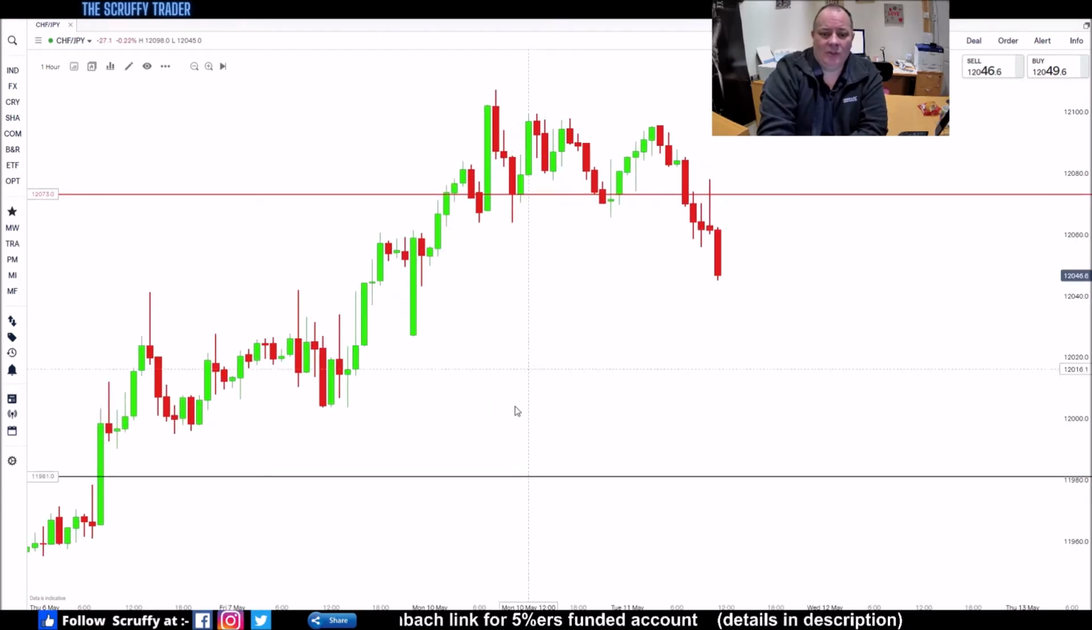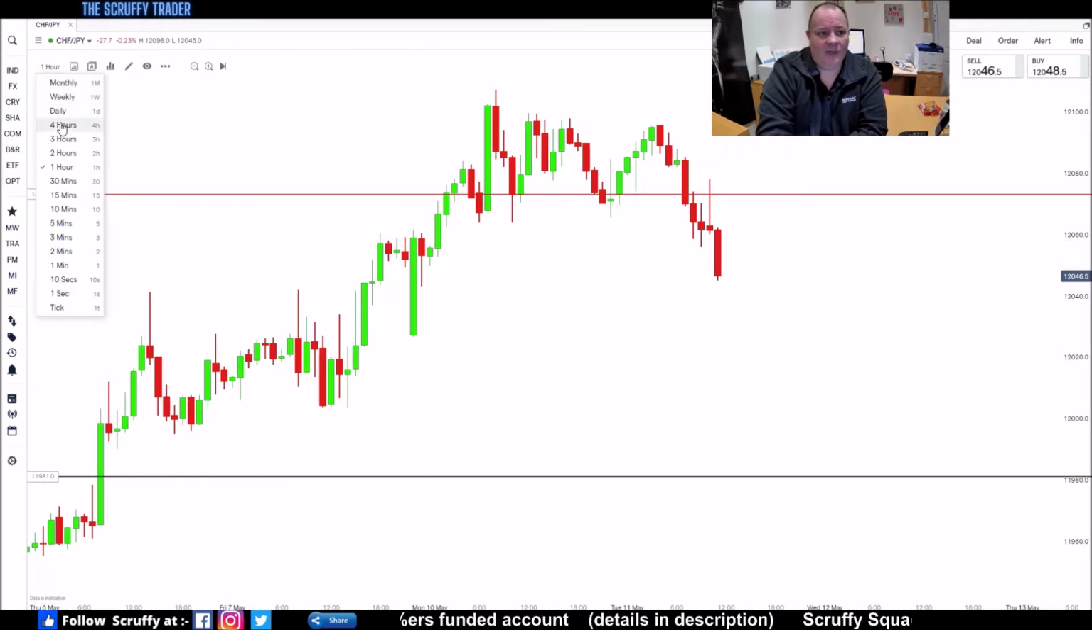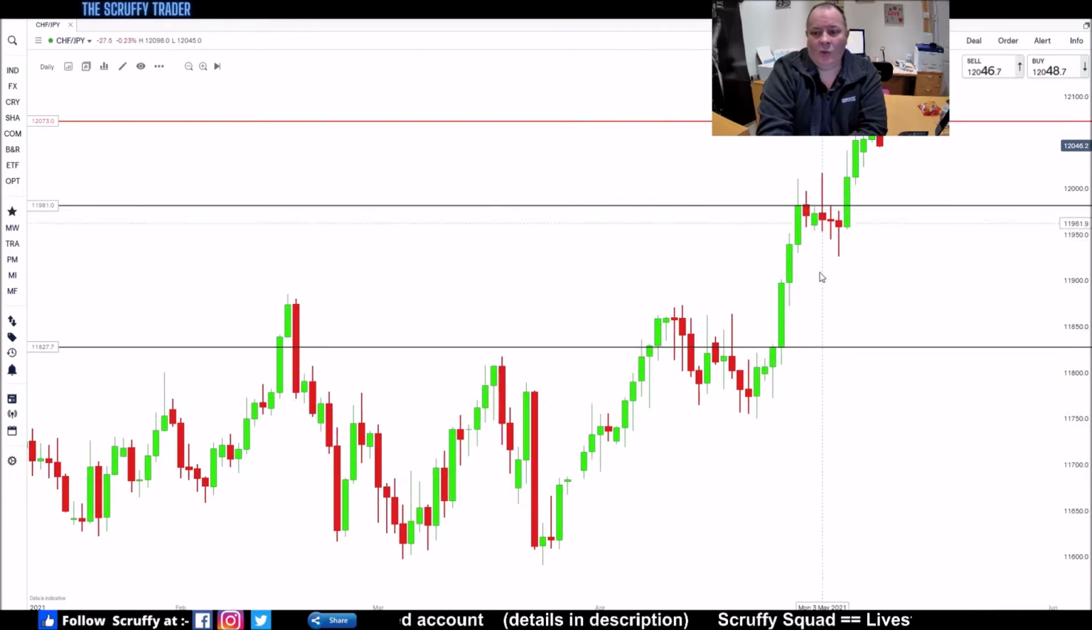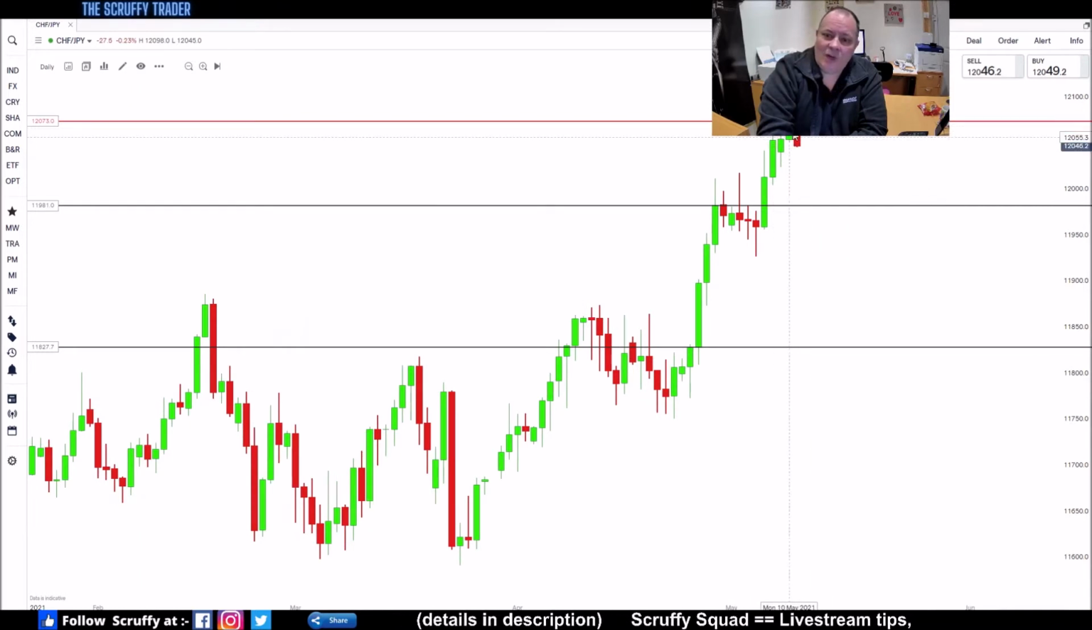So what I'm going to do is I'm now going to start looking to mark this out, because you can see the drive up. If I pull this out to a daily, what a wonderful move up that's been. And this is the reason why it's starting to retrace on itself.